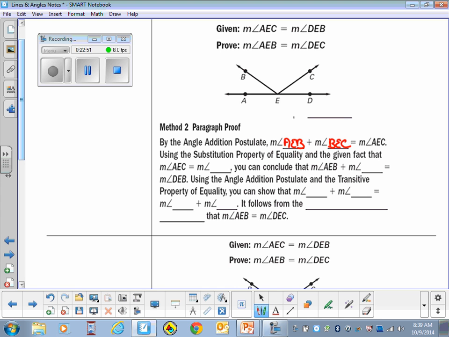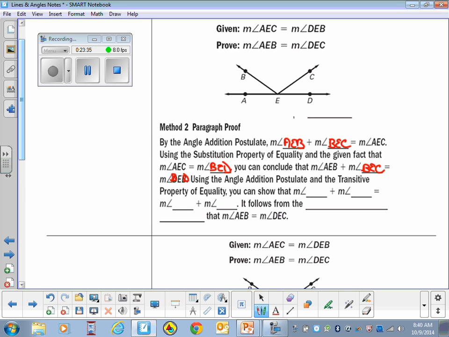Using substitution and given the fact that the measure of angle AEC equals the measure of angle, I'm going to say BED, putting the letters in the correct order, we can conclude that AEB plus BEC equals the measure of angle, I'm going to change that to BED to make myself happy. Now they wrote a compound sentence here, right? They put a given and a step together in a compound sentence, which you can do. Simple sentences tend to be easier, but you can do it.